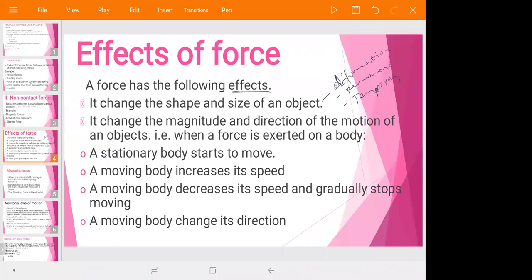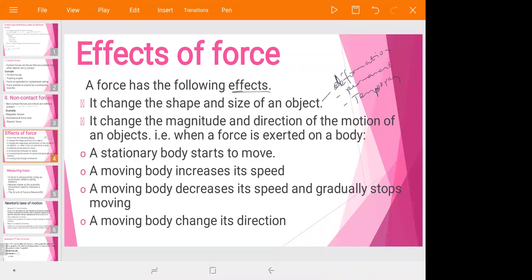When you apply a force on a body, that body can change its shape and size. Change in shape or the size of the body is called deformation. Okay, deformation can be permanent or temporary.